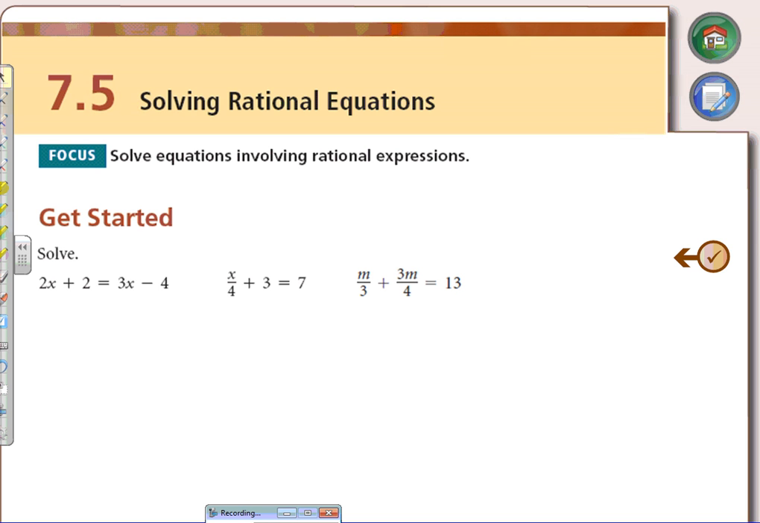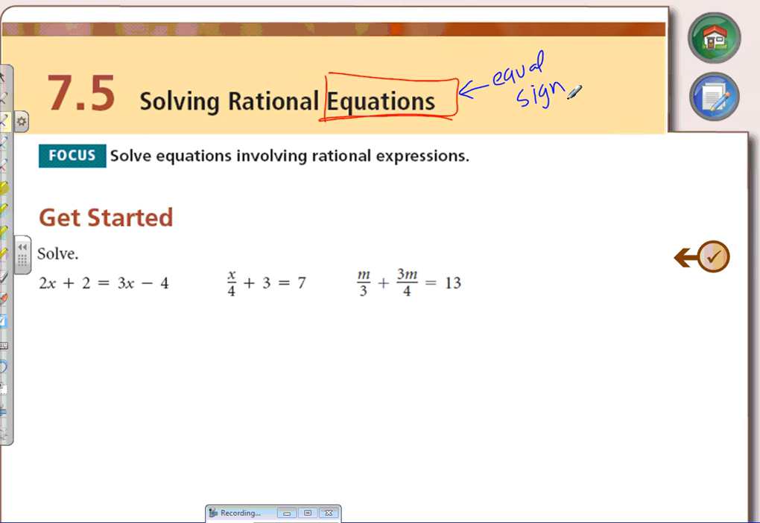All right, 7.5. We're now solving rational equations. The first part, we were always dealing with rational expressions. Now we've got this new word, equations. Equations means got an equal sign and two expressions that are together. So it's equal sign in the original question.